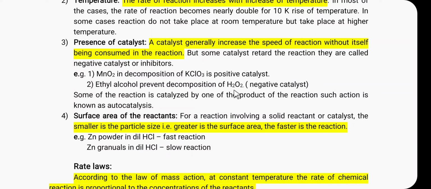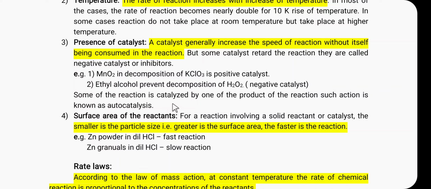In hydrogen peroxide, if platinum is added, then because of the platinum, the rate of decomposition of the hydrogen peroxide is increased, and here the platinum is the positive catalyst. So, negative catalyst as well as positive catalyst. Some reactions are catalyzed by one of the products of the reaction. Such an action is known as autocatalysis.